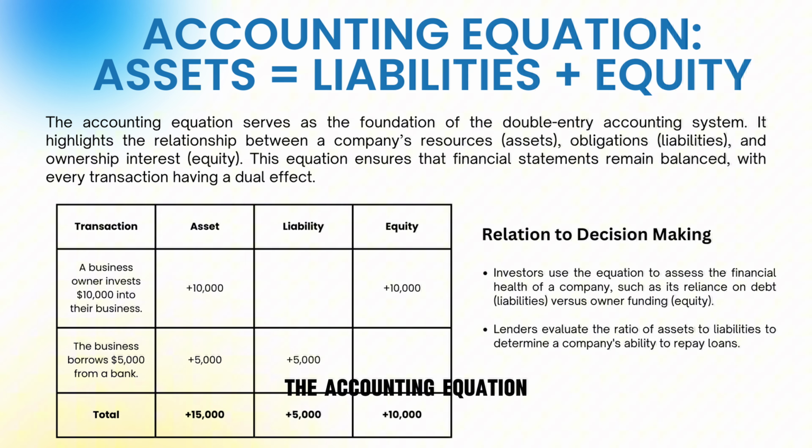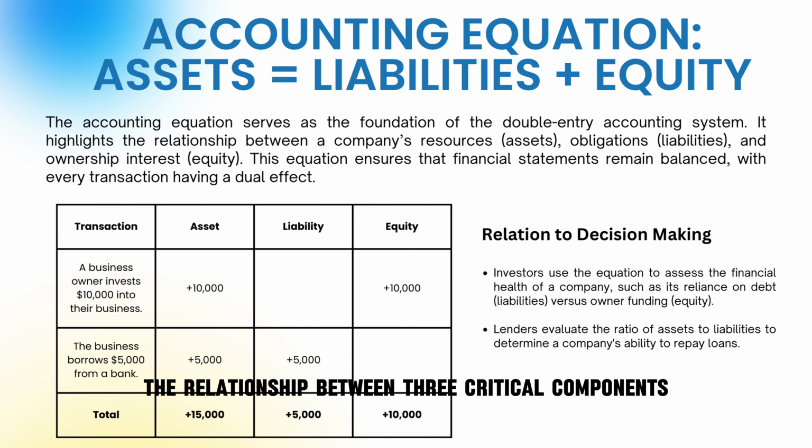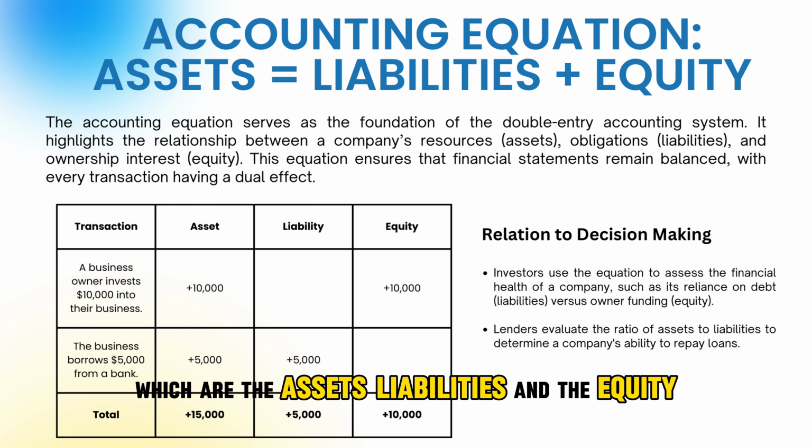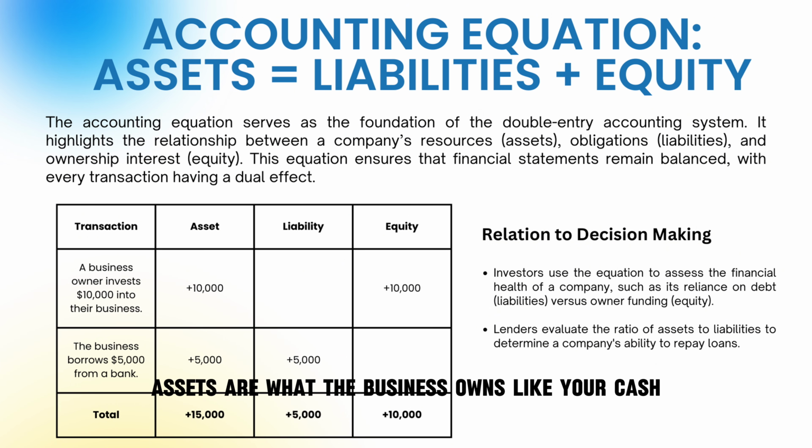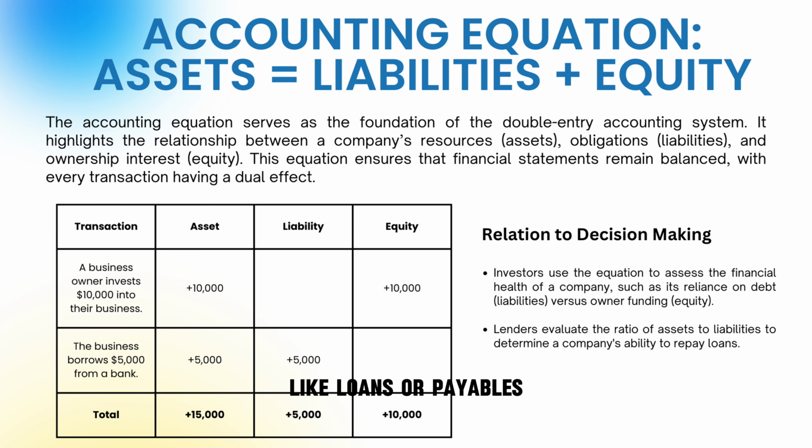The accounting equation is the foundation of the double entry accounting system. It highlights the relationship between three critical components of the financial statements, which are the assets, liabilities, and the equity. Assets are what the business owns, like your cash, your inventory, and your equipment. Liabilities, on the other hand, are what the business owes, like loans or payables. Equity, on the other hand, is the owner's investment or the retained earnings in the business.